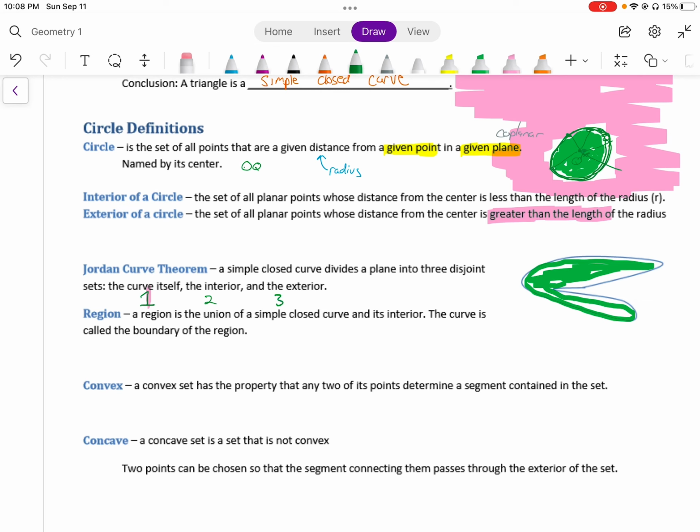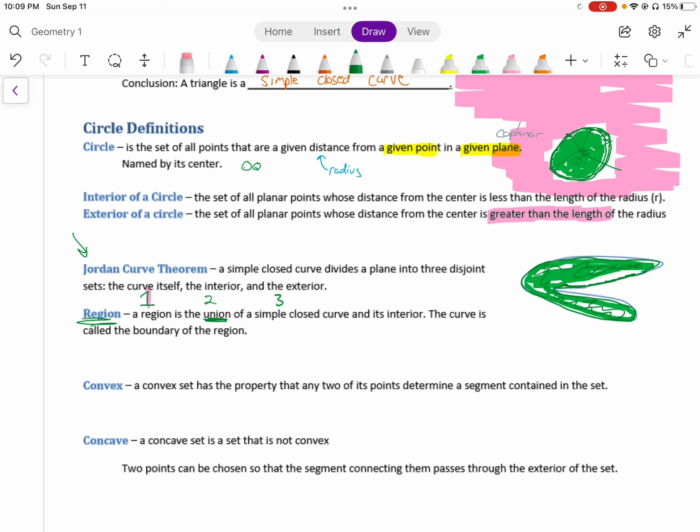Now, a region is the union. So we learned that term union before. So we would include everything that it talks about is the simple closed curve and its interior. So when we talk about a region, we're talking about, I'm tracing over it, this simple closed curve and its interior. So, and everything inside. So that is known as a region. So lots of terms here. And we actually had a theorem in there.